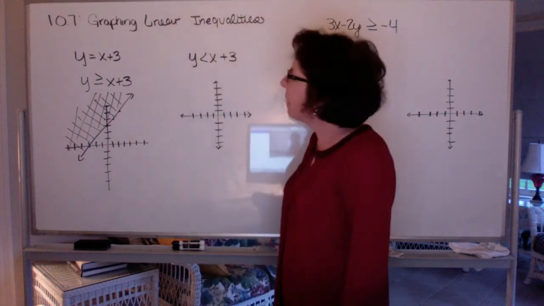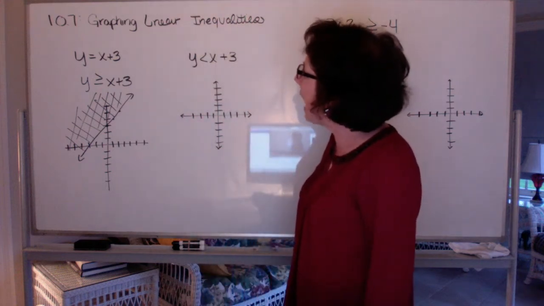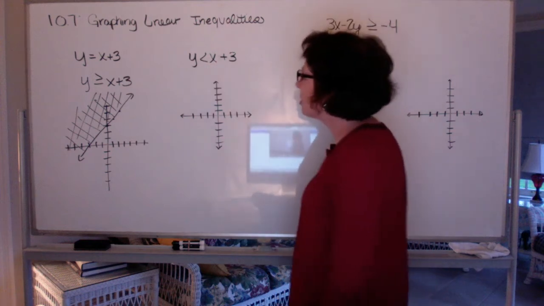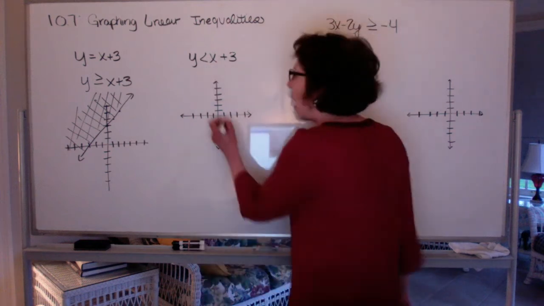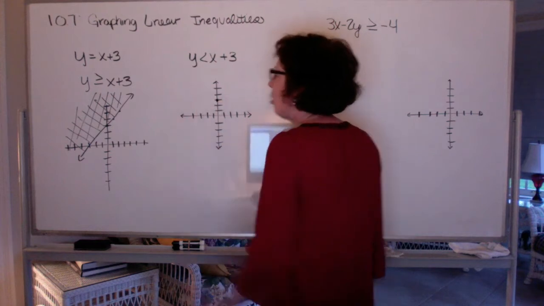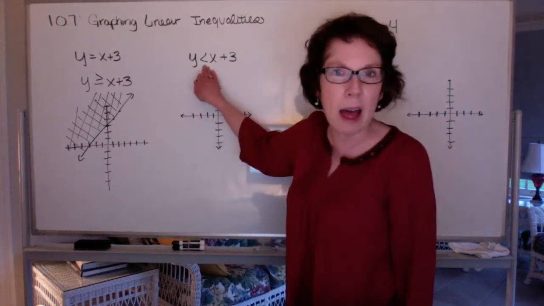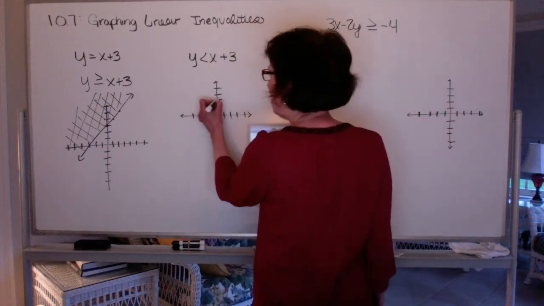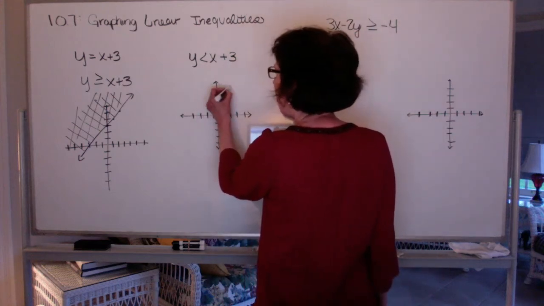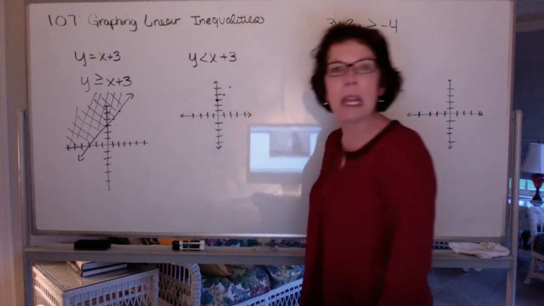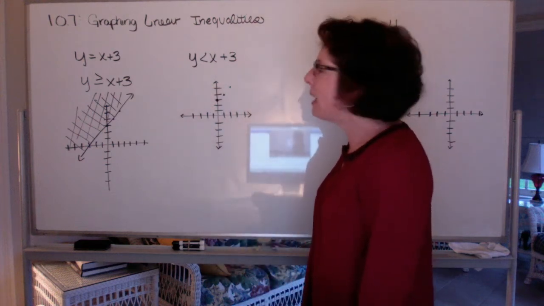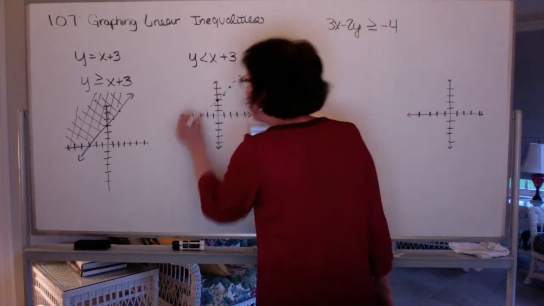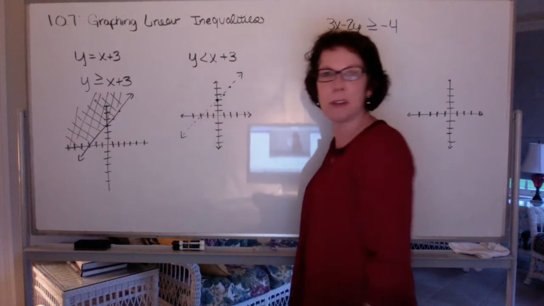Now, what if I wanted to do y is only less than x plus 3? First, we know that my y-intercept is 3 and my slope is 1, but it's not equal to that line. Well, how do I show that? I'm still going to plot my points to do my slope, up and over 1, up and over 1. But instead of drawing a solid line, to show that it is not equal to, I make my line dashed. So there is my dashed line. It is not equal to that line.